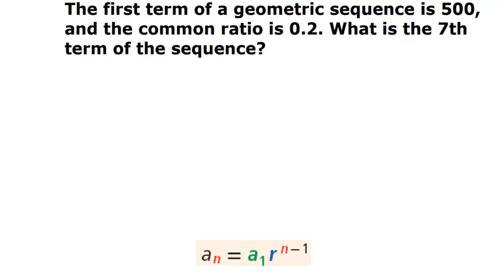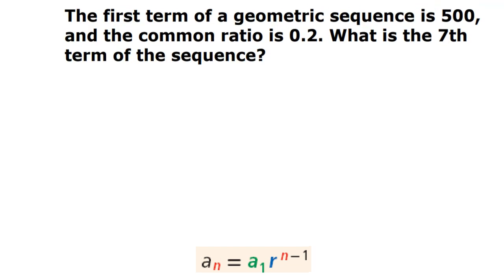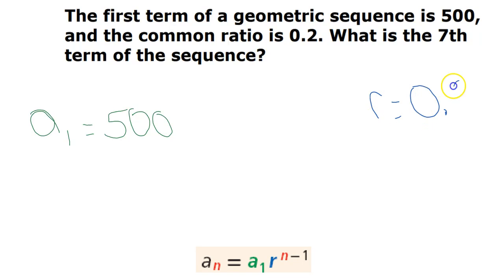And if we look at it, we've got our equation down there. Pretty good example here. This one lays everything out for you. It's telling you that the first term of the sequence is 500. So I would say that my A1 value is equal to 500. The common ratio is 0.2. So I can say my R value is equal to 0.2. And it wants to know what is the 7th term of the sequence.